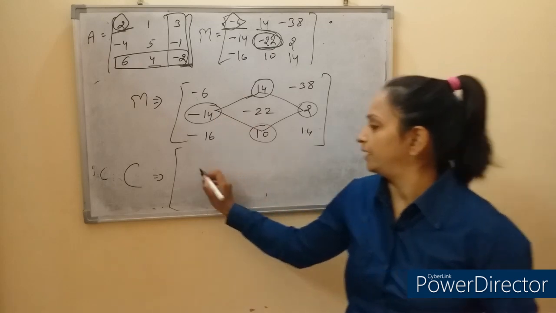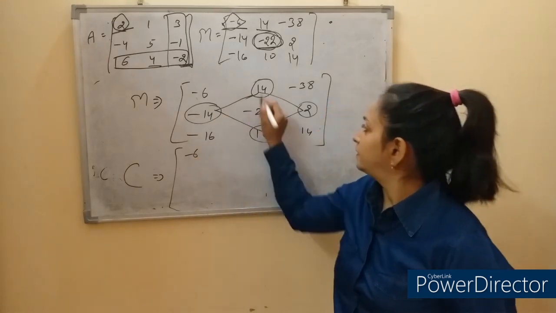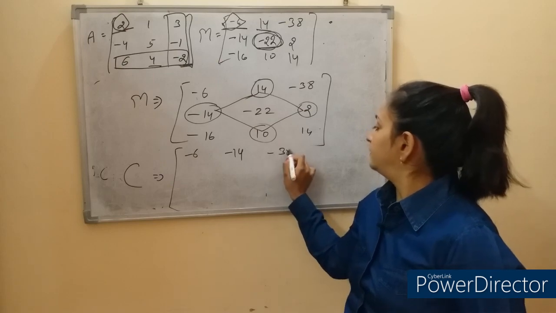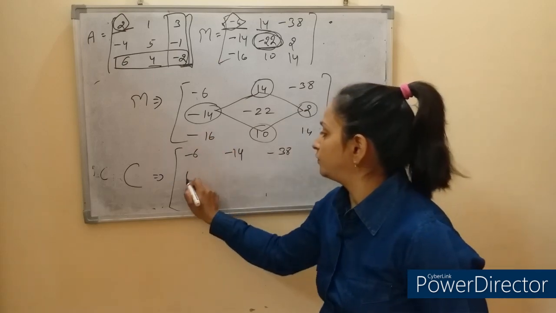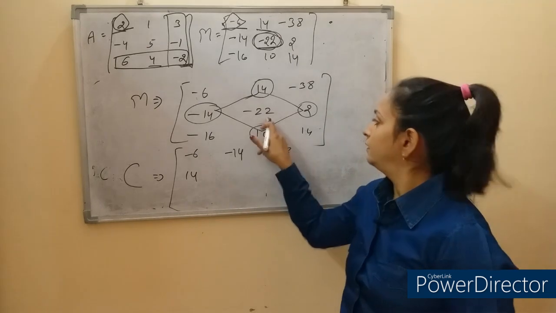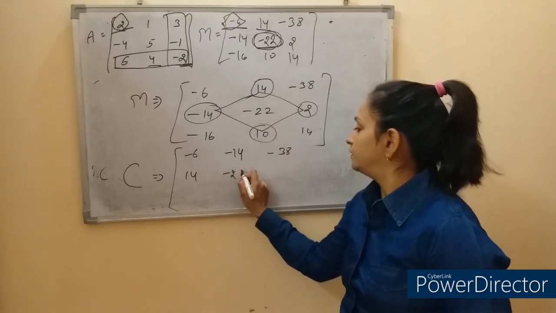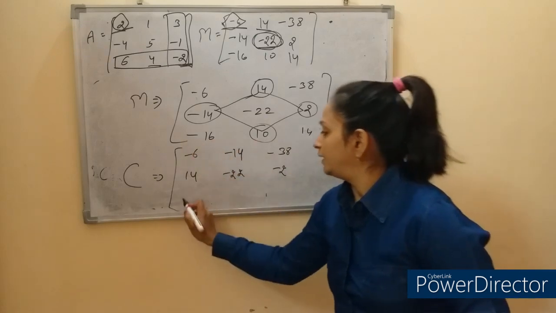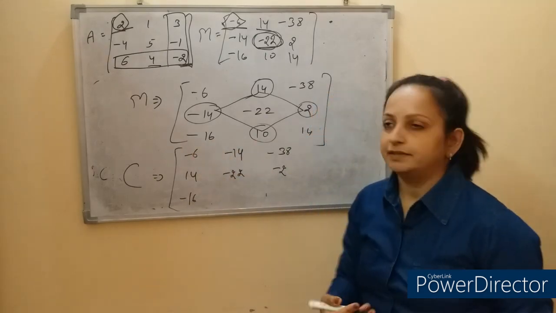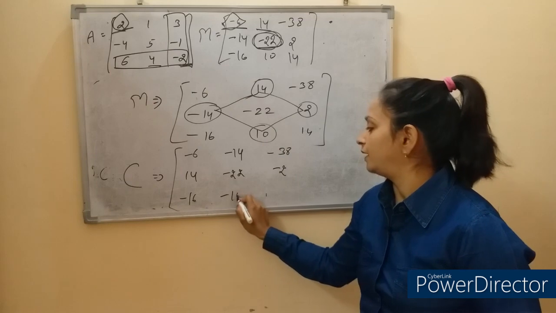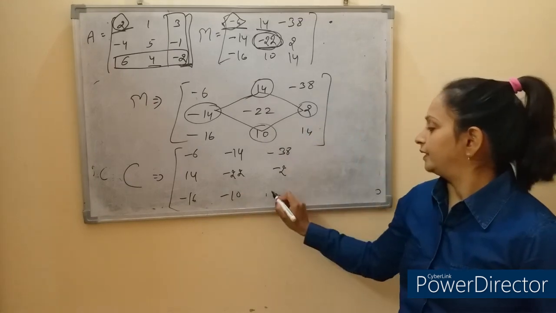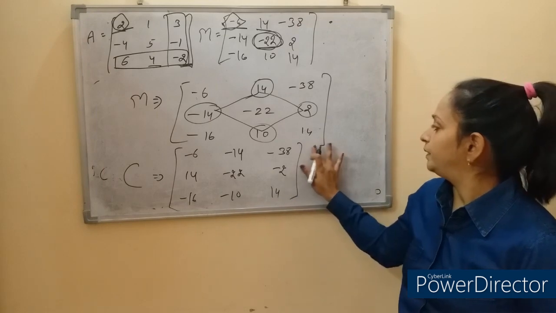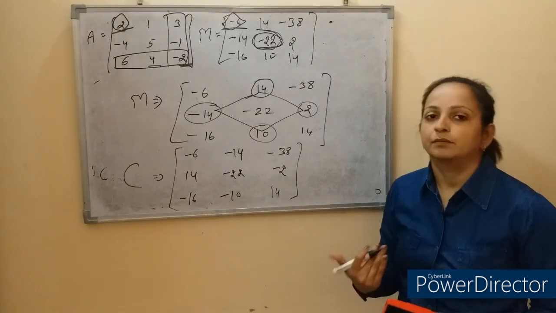matrix. Just like I'm writing it here, that minus 6, minus 14, minus 38, that is unchanged. This minus 14 will become positive 14, minus 22 will be unchanged, 2 will become minus 2, minus 16 will be unchanged, 10 will become minus 10 and 14 will be unchanged. So this will be my cofactor matrix.